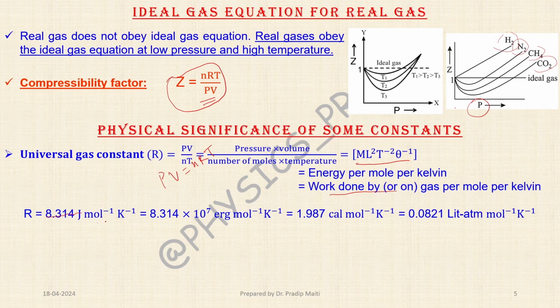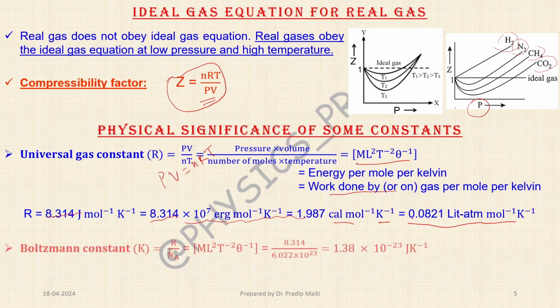8.314 joule per mole per Kelvin, also 8.314 into 10 to the power 7 erg mole inverse Kelvin inverse, and in general its value is 1.987 calorie mole inverse Kelvin inverse. Also it has a value in liter atmosphere mole inverse Kelvin inverse, that is 0.0821 liter atmosphere mole inverse Kelvin inverse.